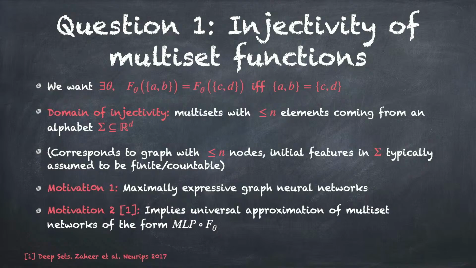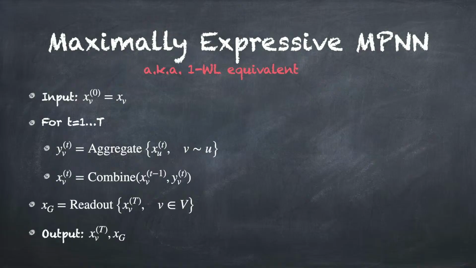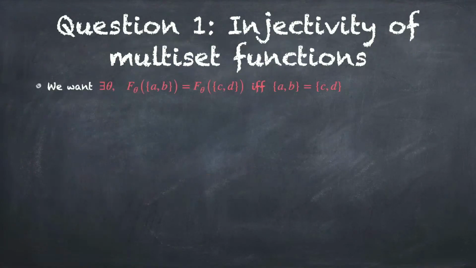Another motivation, which we'll discuss less, is that you can also use injective multiset functions to approximate all functions on multisets. If f theta is some injective multiset function, then the composition of MLPs with f theta can approximate all multiset functions. That is also restricted to sigma. Like the universality is with respect to that sigma.